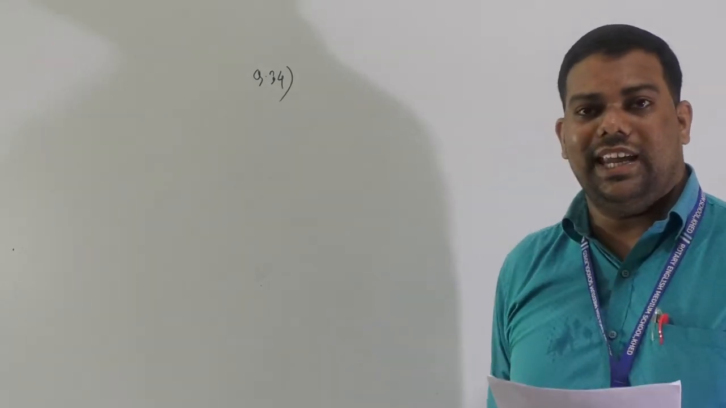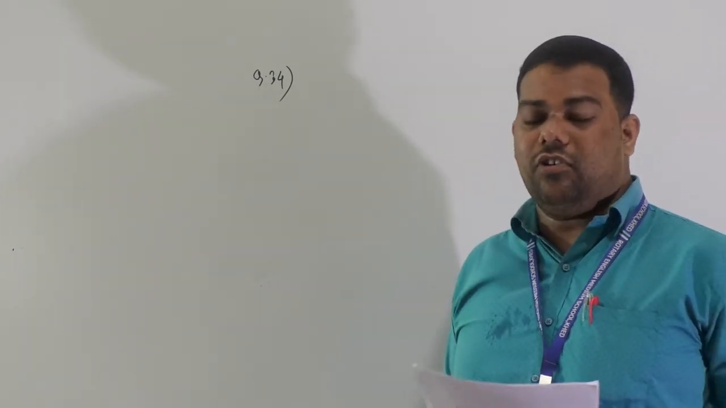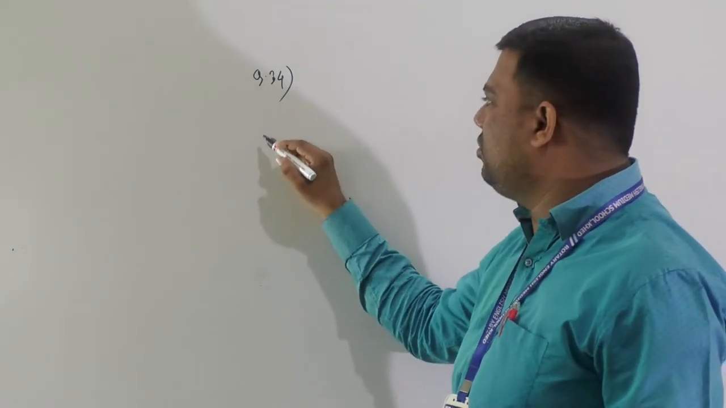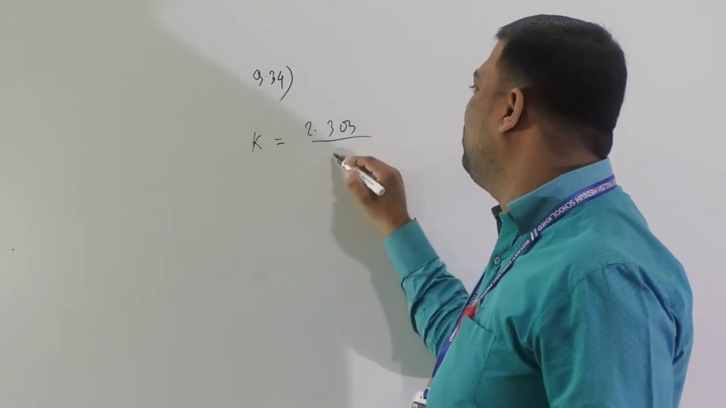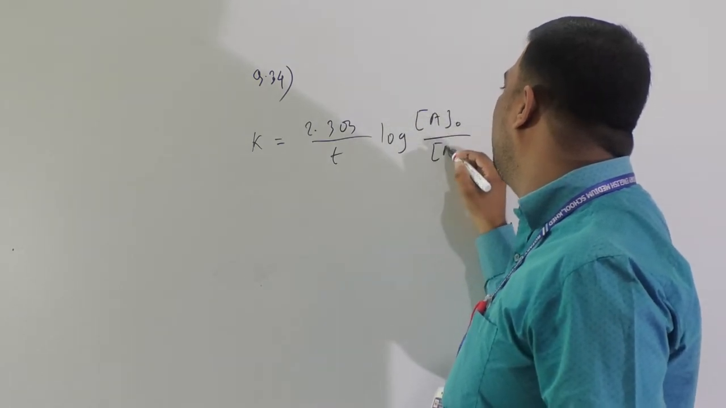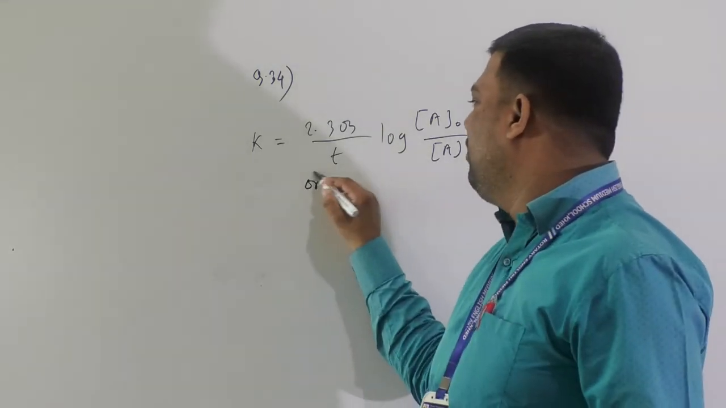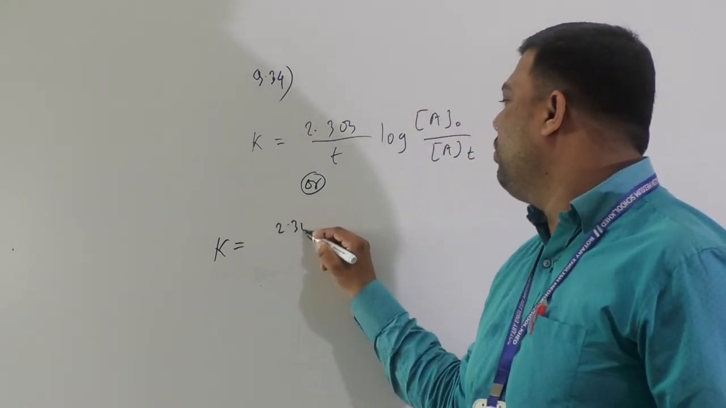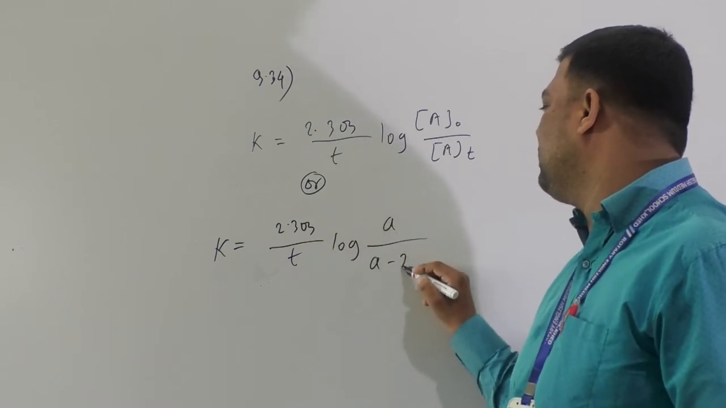So rate constant means what? K. K here we have to calculate. Whatever our formula for first order rate constant, we can write like this: K is equal to 2.303 by t into log of concentration of A naught divided by concentration of A at time t. Or we can write in this fashion, k is equal to 2.303 by t into log of concentration of a divided by a minus x.